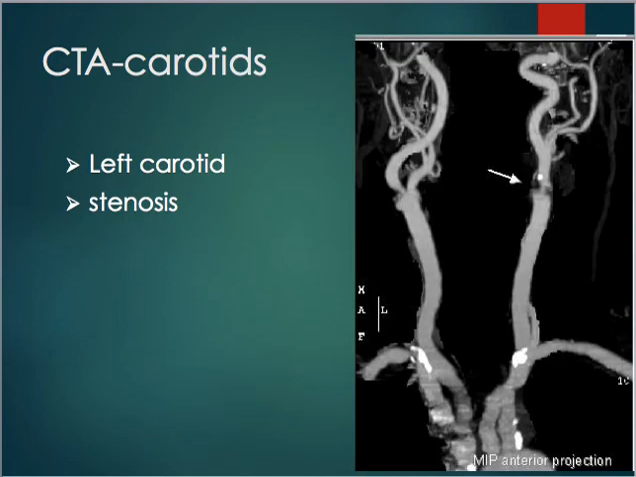This is CTA, angiography of the carotid arteries. So you've got your right carotid and then your left carotid. This left carotid artery has stenosis, or narrowing. See how it kind of indents here instead of having that continuous flow.